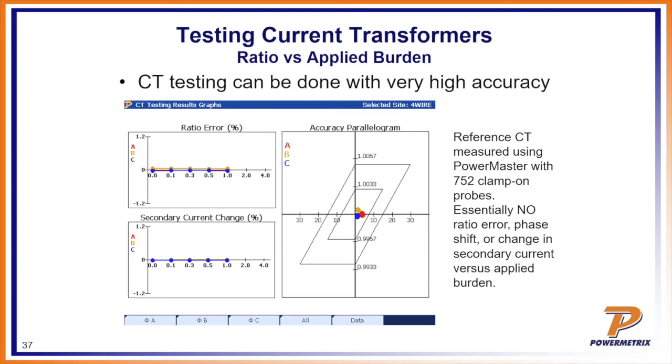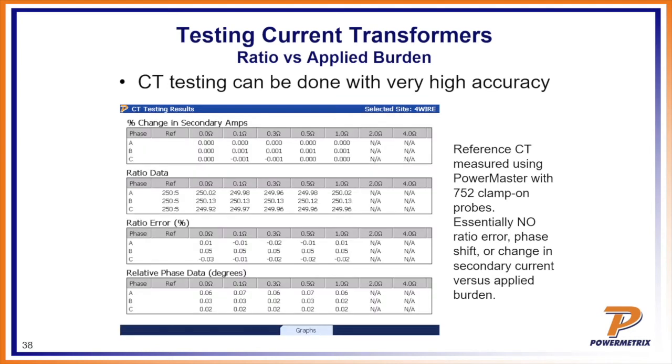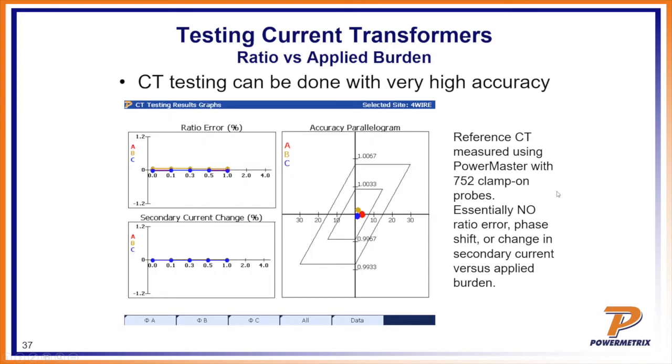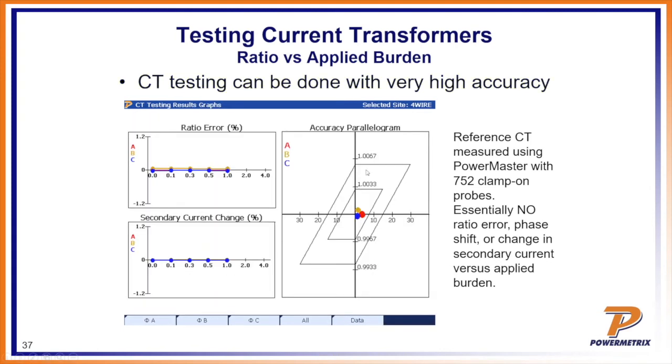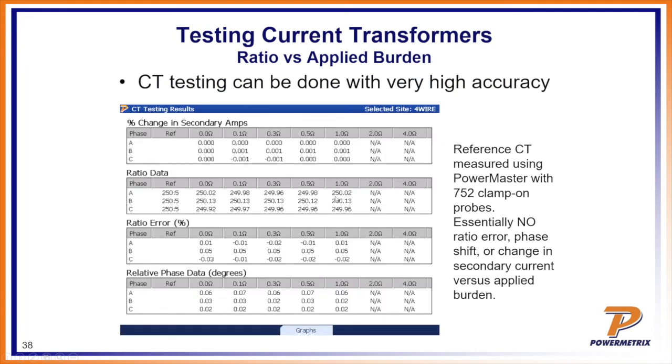Now let's talk about what you may see in the field. Again, on the Powermaster, you're seeing the change of secondary amps here, which is virtually 0. Ratio remains the same, and the error remains the same as well. These three slides are representing the same information, just different points of view. This is a simple graphical point of view, and this is the detailed version of that graphical representation. That's all it is. Three different points of view using the same data.